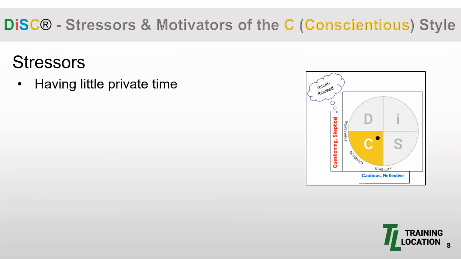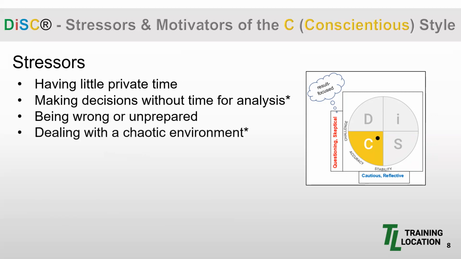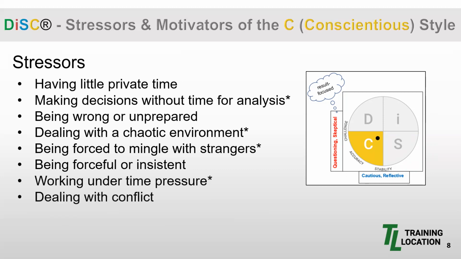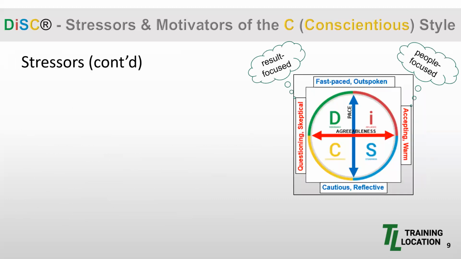Having little private time, making decisions without time for analysis, being wrong or unprepared, dealing with a chaotic environment, being forced to mingle with strangers, being forceful or insistent, working under time pressure, dealing with conflict, being around emotional or erratic people. Now, you may have noticed some asterisks on the last list.